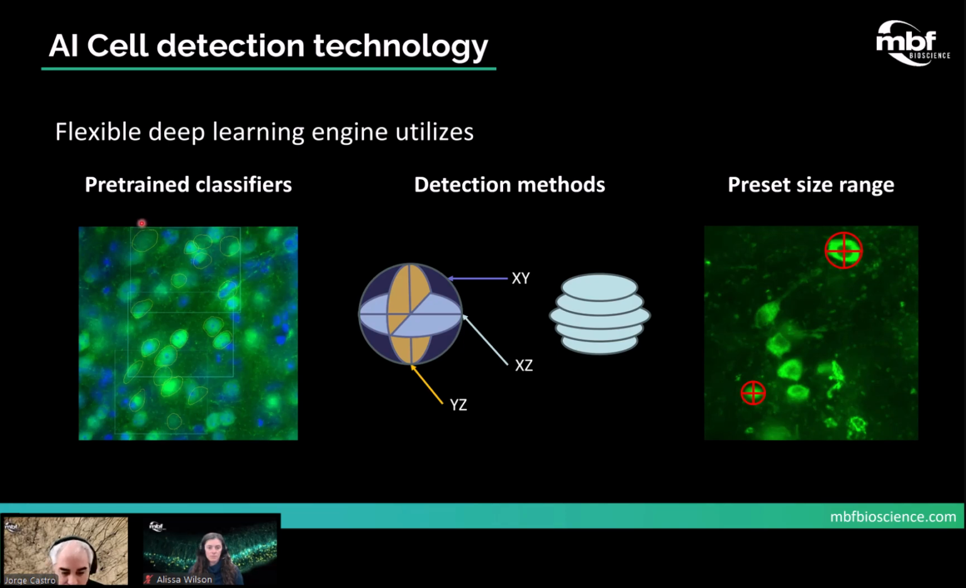These 3 elements can be modified by the user, also something that we will see during the actual demo of the program. These elements are, first, pre-trained classifiers that we have developed in-house using data from research collaborators. Second, different detection methods that provide the classifiers with candidates for classification. And third, a size range selection that the software will use to eliminate candidates that are well outside of the size range.